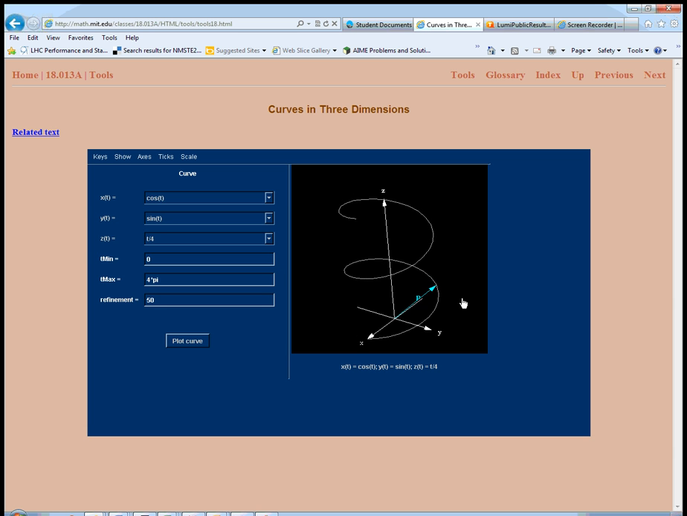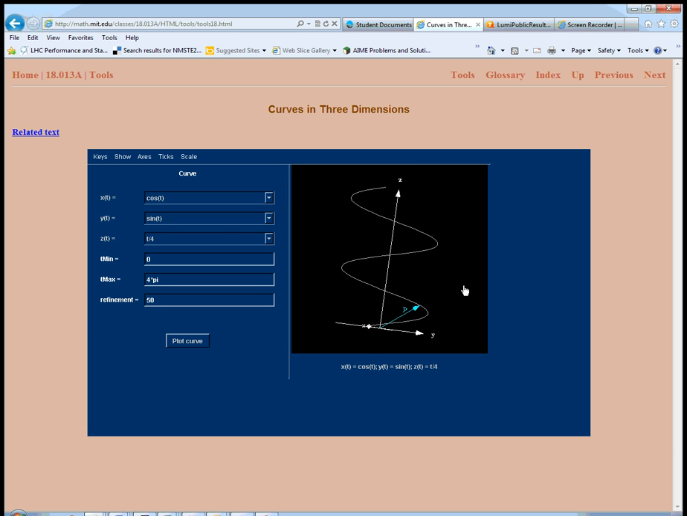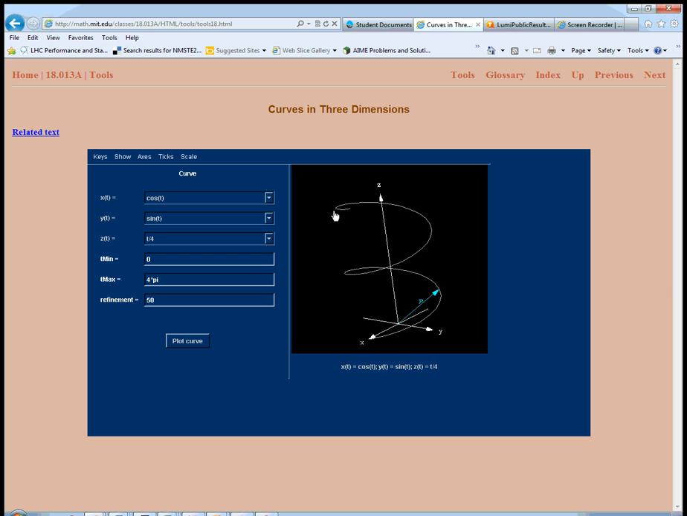We've looked at that in the case of lines, and now the functions, instead of being linear functions of t, can be nonlinear. So it's not really that different. Now, the t min and the t max, of course, are the start and stop. The refinement is just something about plotting it on a computer. That means there are 50 points it actually plots, and then it just connects them with straight lines. So it's not exactly a perfect curve.